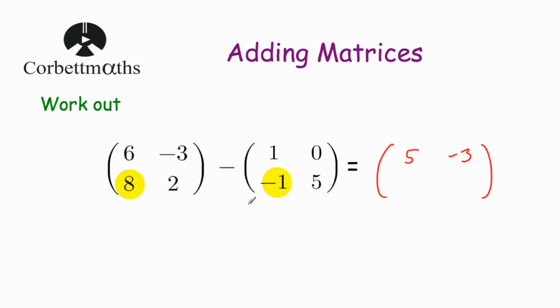Next, our bottom left element, well, we've got 8 subtract -1. Well, we're subtracting a negative, so we're going to add it on. So we're going to do 8 plus 1, which is 9. And finally, our bottom right element. We've got 2 subtract 5, and 2 subtract 5 would be -3.